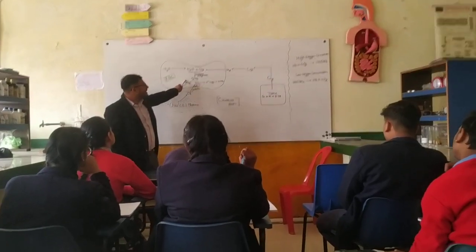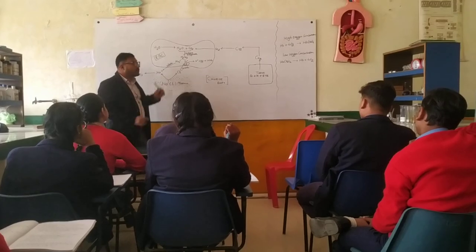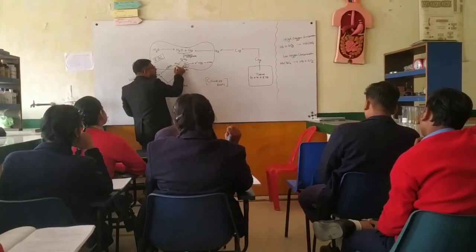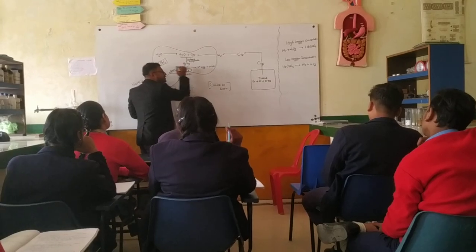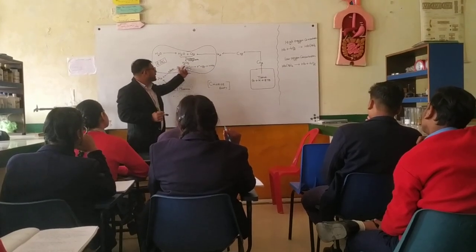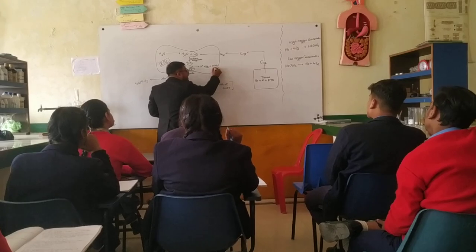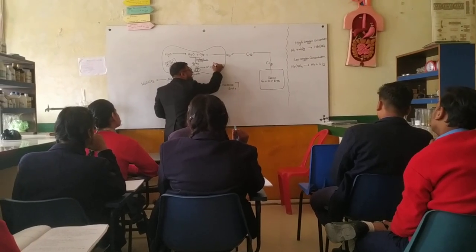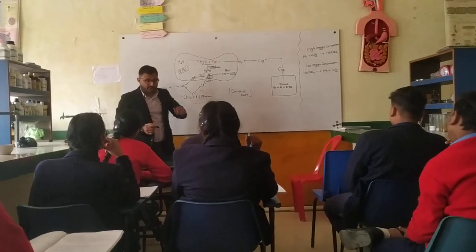Now this H2CO3 inside the RBC is broken down into two parts. One part is called HCO3 minus, another part is called H plus. This H plus combines with hemoglobin and forms HHb. It is a type of reduction process.